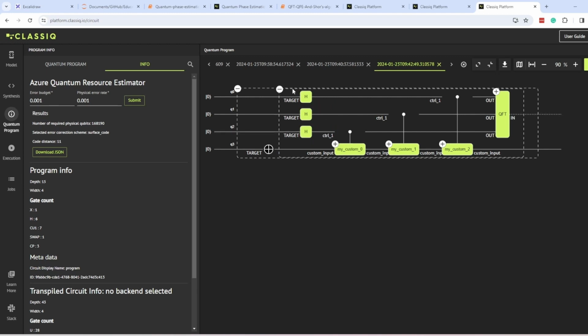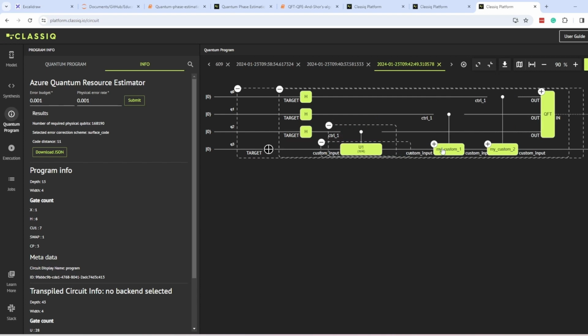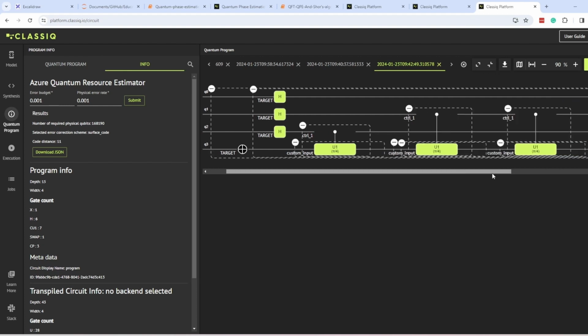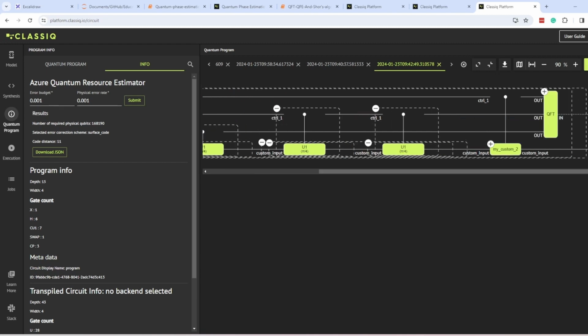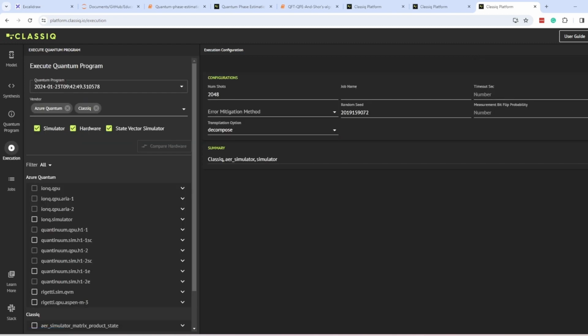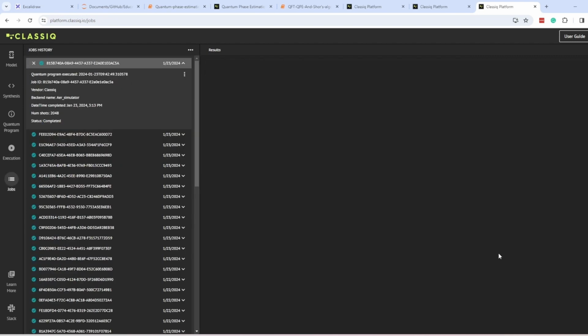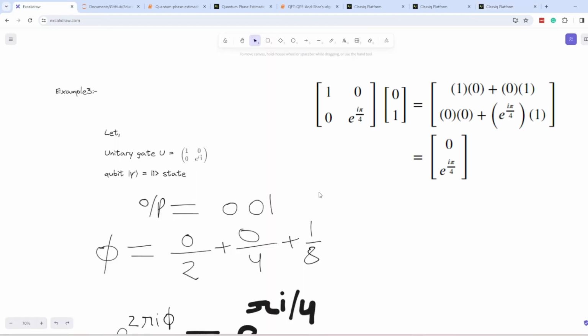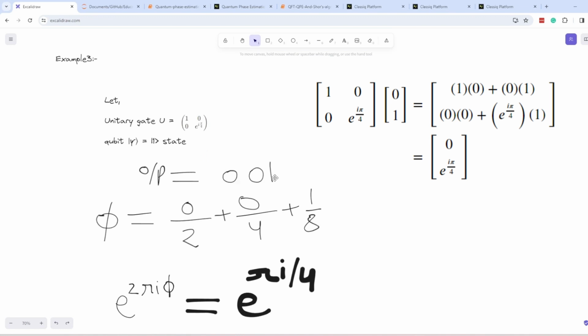Then the evaluation register is taken to equal superposition, and the unitary gates are applied 1 time, 2 times, and 4 times. So the rotation is pi by 4. Let's execute it, and after execution we need to measure Q0, Q1 and Q2. So Q0 is 0, Q1 is 0, and Q2 is 1. So our output is 0, 0, 1.